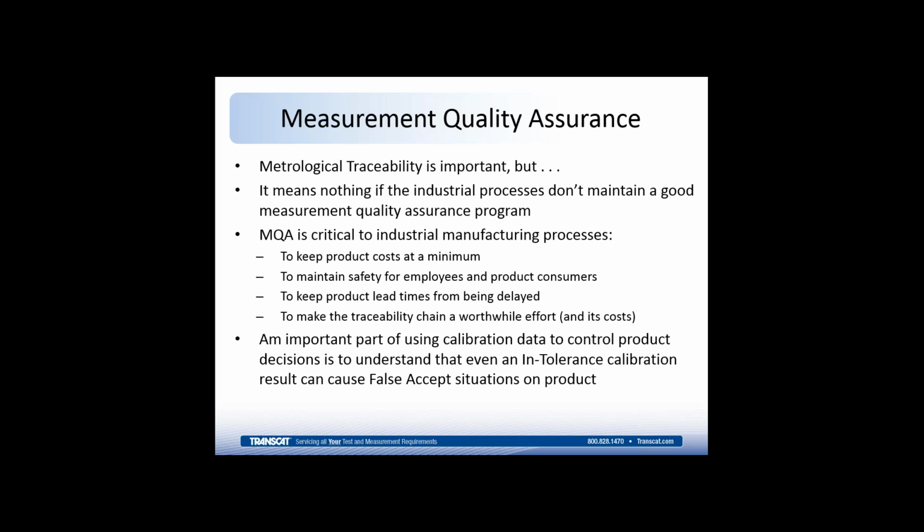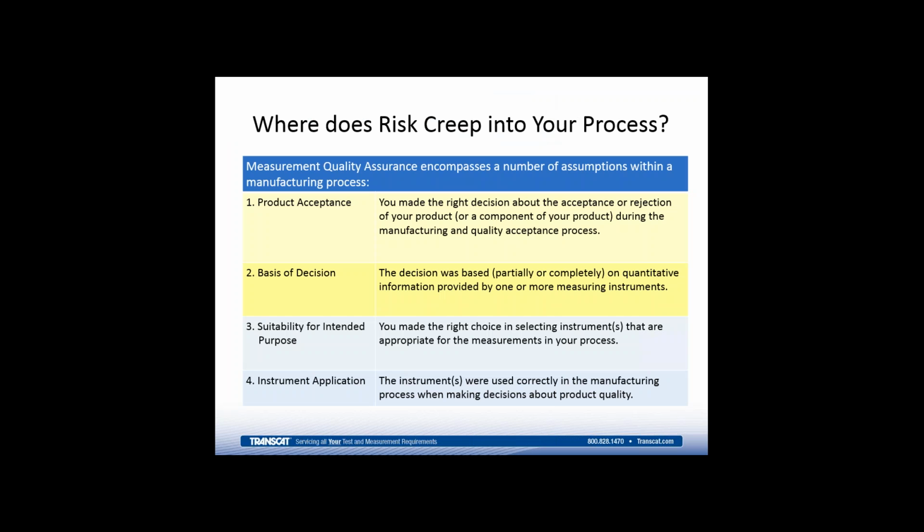So an important part of using cal data is to control the product decisions. Instrumentation quantifies whether the product is good or bad for different parameters of the product. And if that instrumentation is leading you astray without you knowing it, well, that's really the purpose of the calibration process. But that can also happen because of other reasons. And that creates what's called a false accept or a false reject situation. So in a previous presentation, I came up with 10 different ways that this risk can creep into decisions about product. Pass or fail, or any testing for that matter.